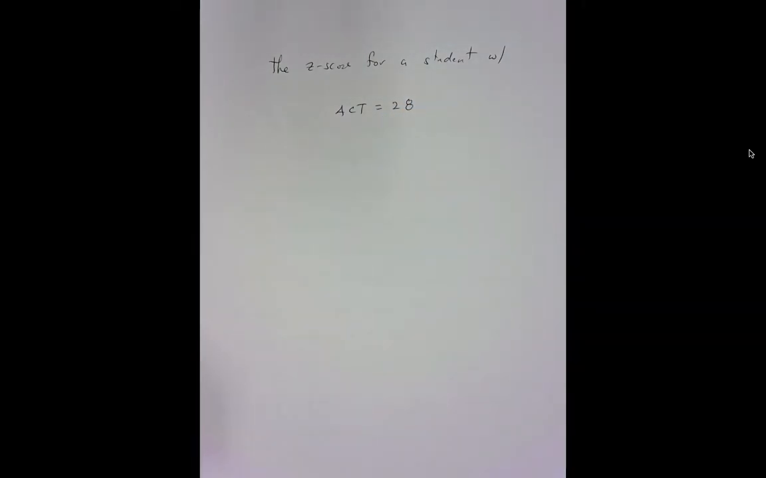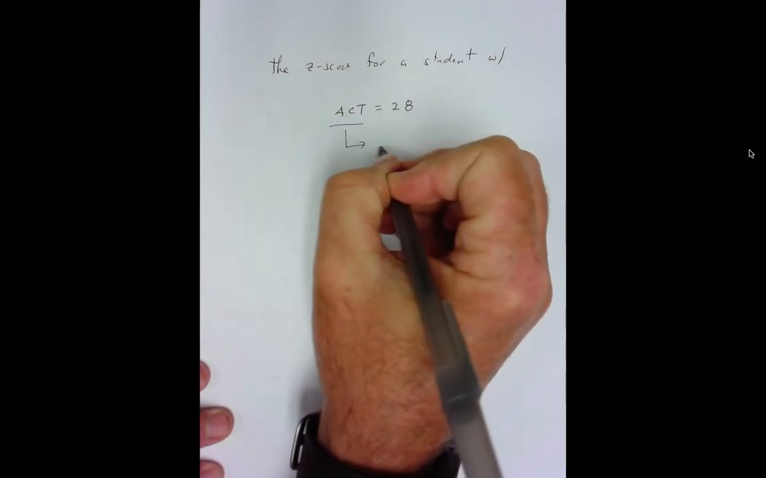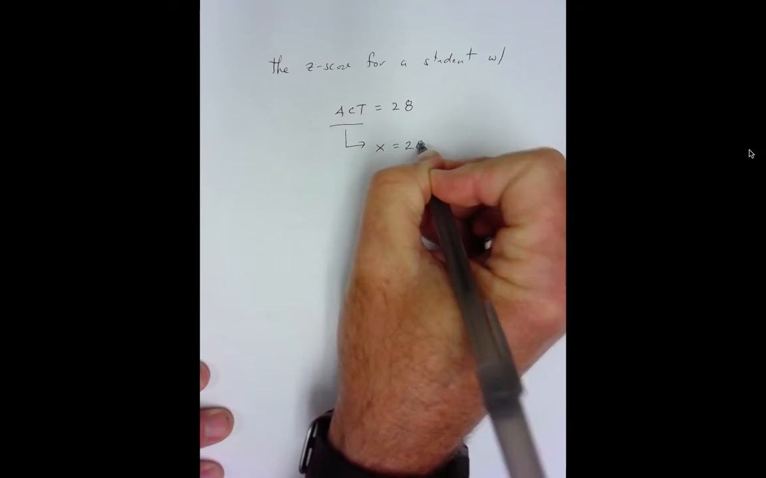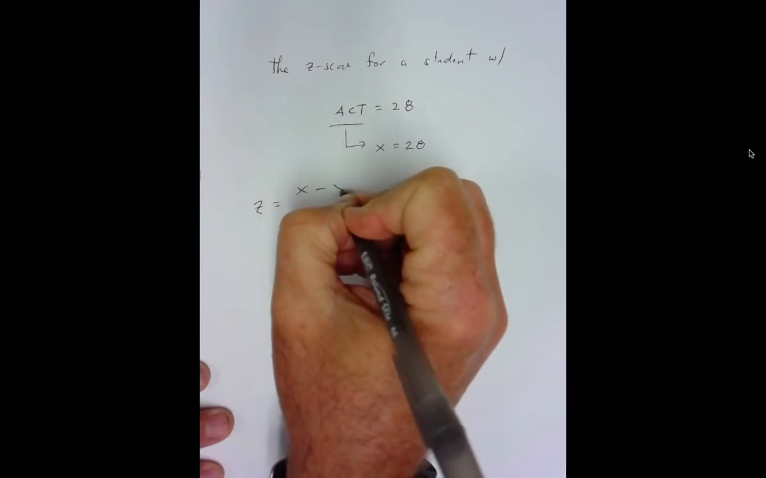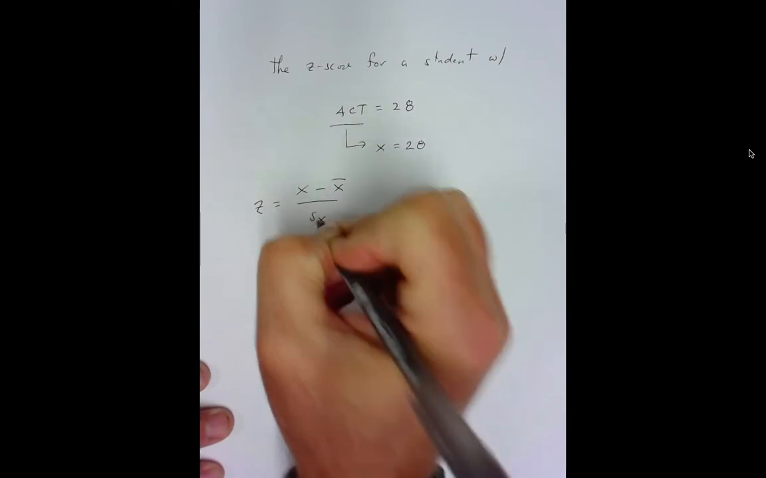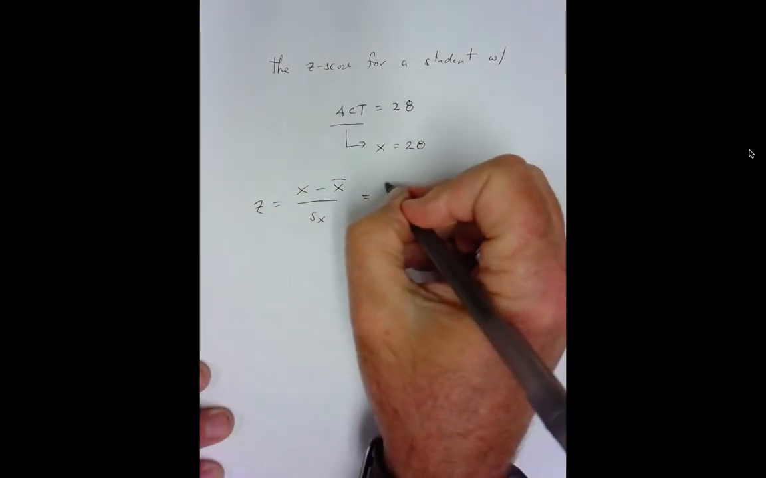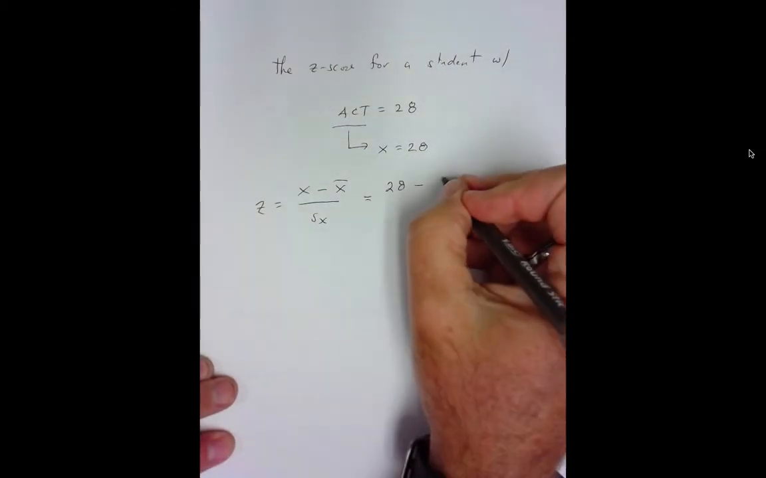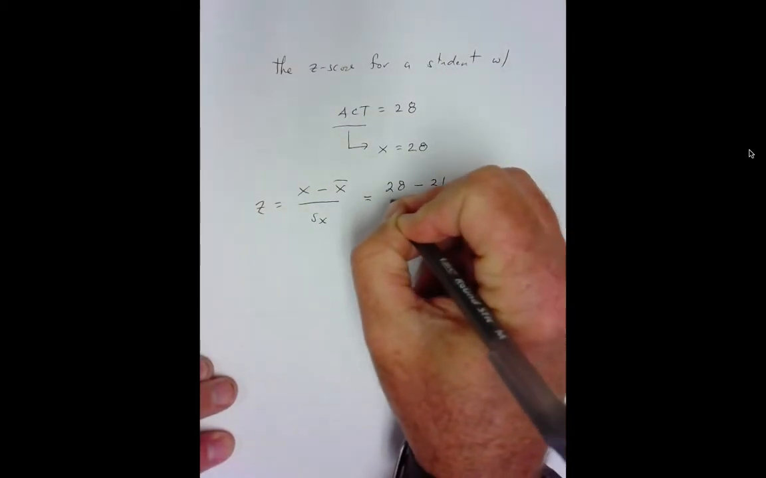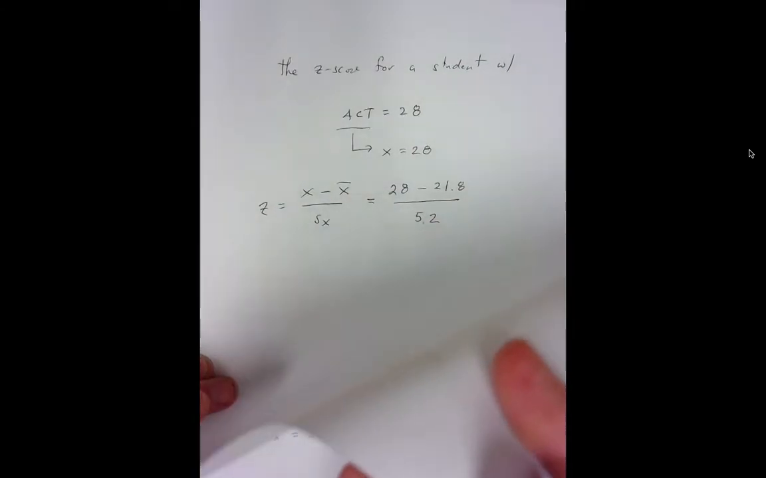So guys, the way this would work, let's find the z-score for a student with an ACT of 28. Since the ACT is what we're focusing on, we can say that this is x equals 28. So therefore the z-score would be x minus x bar over the standard deviation. Our x in this case is the score we're trying to calculate the z-score of. The x bar, I think I said 21.8, and the standard deviation, I think I said 5.2.